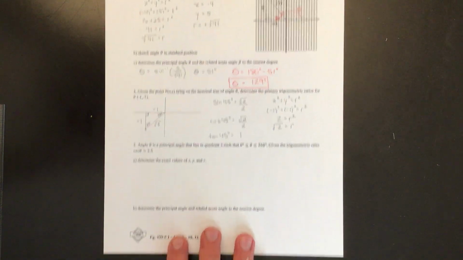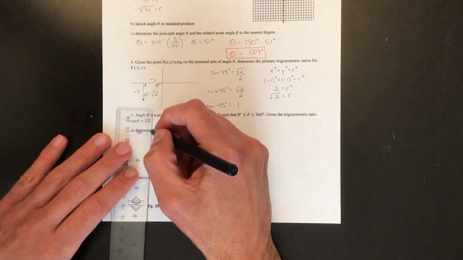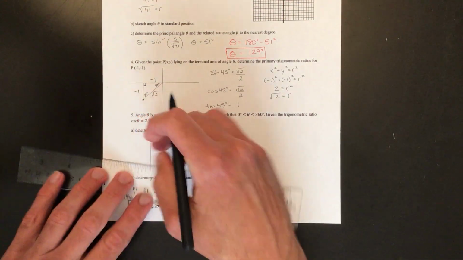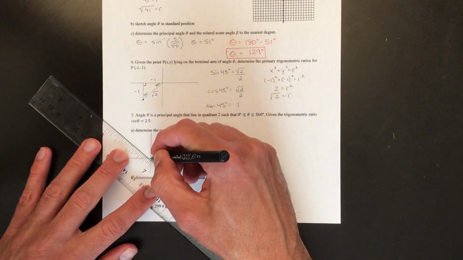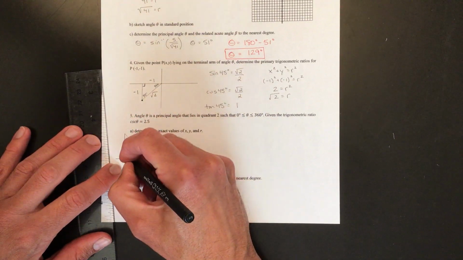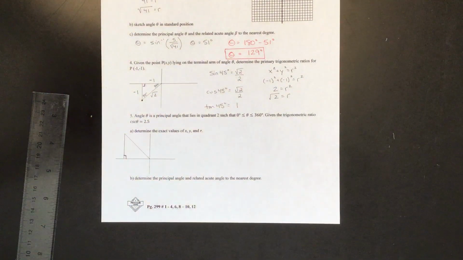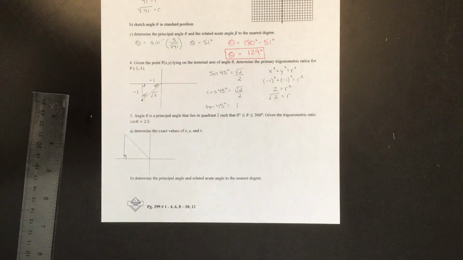For question 5, angle theta is a principal angle that lies in quadrant 2. Given the trig ratio CSC is 2.5, determine the exact values of x, y, and r. So if I'm in quadrant 2, here, and cosecant is 2.5, in order to determine my side lengths, I can't have just this, 2.5. I don't have an x value, a y value, an r value.